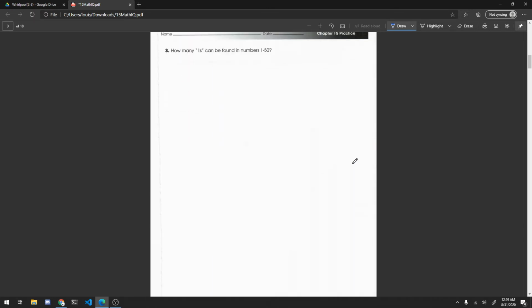Alright, next problem. How many ones can be found in numbers 1 to 50? So essentially what this problem is asking us is to list out the numbers from 1 to 50: 1, 2, 3, ... 50. And it's asking us how many times will we see the number 1. So it can be 1 as in 1, or we can see 11. 11 counts as 2 ones because we can see 2 ones here. Or let's say 21, it also has a 1.